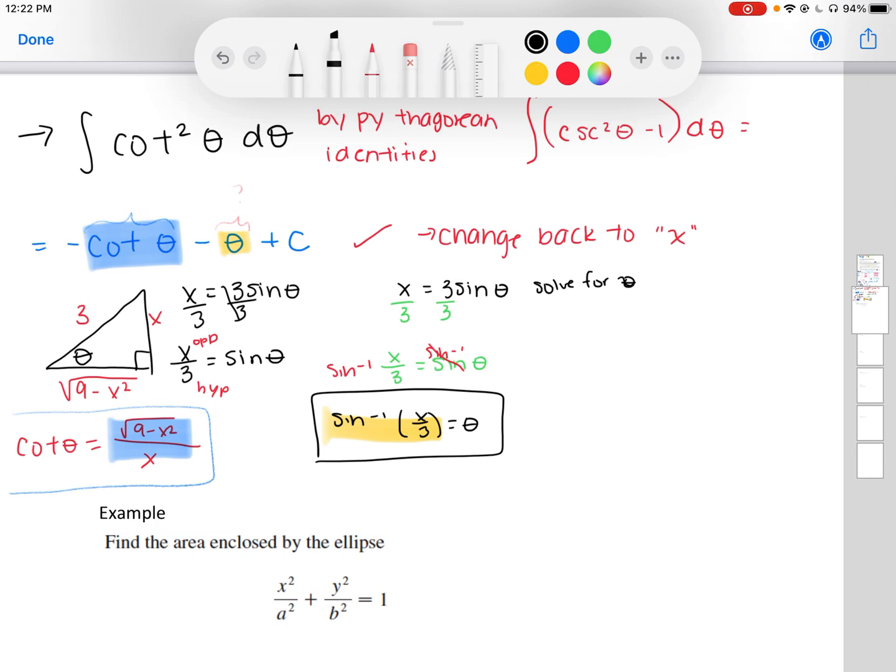So that our final answer will be negative square root of 9 minus x squared divided by x minus sine inverse of x over 3 plus c.